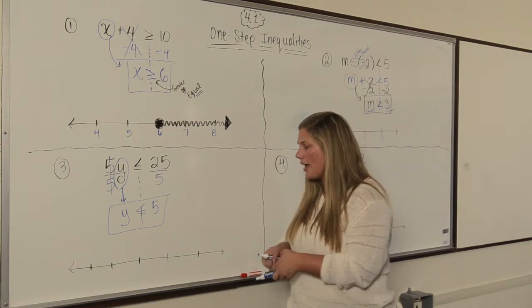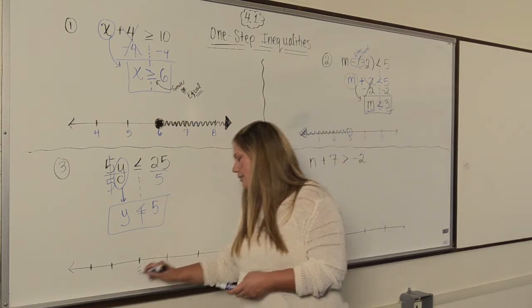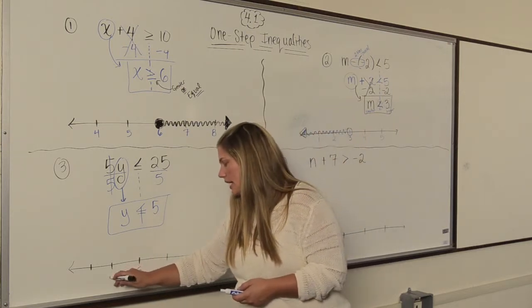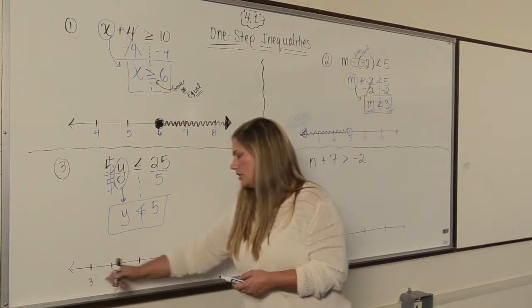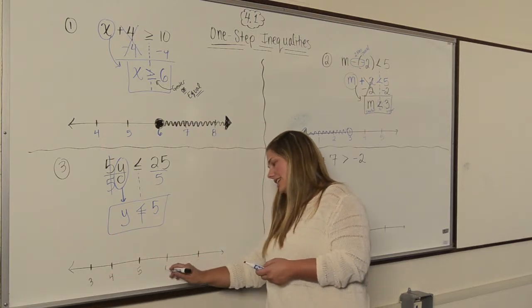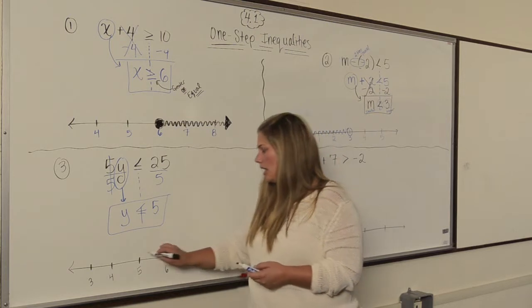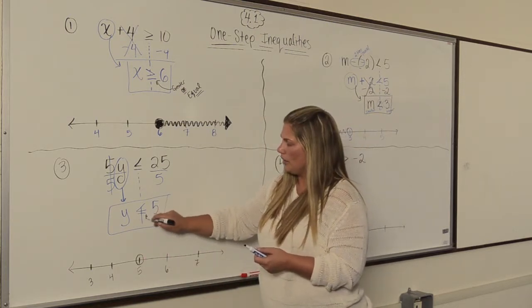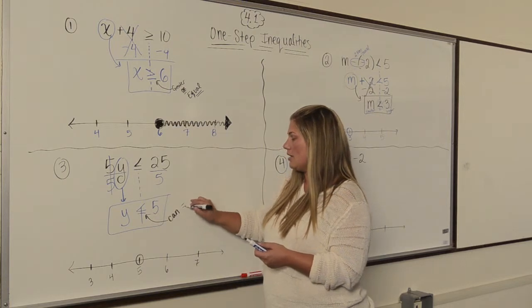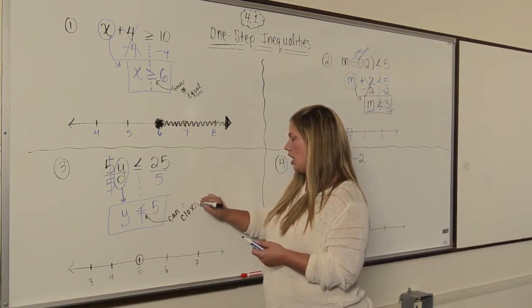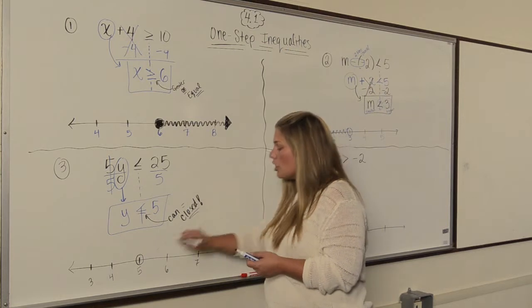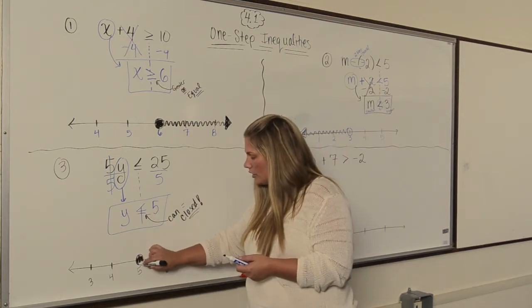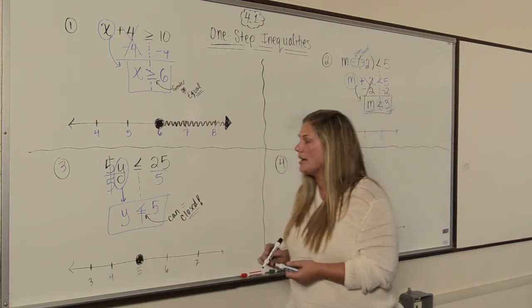Now how do we graph that? 5 is going to be in the center. So to the left I have 4, 3. So 3, 4, 5, 6, 7. Am I going to have an open circle or a closed circle? It can equal, so my circle is going to be closed. Closed just means I color it in, so it means 5 is a part of my answer.